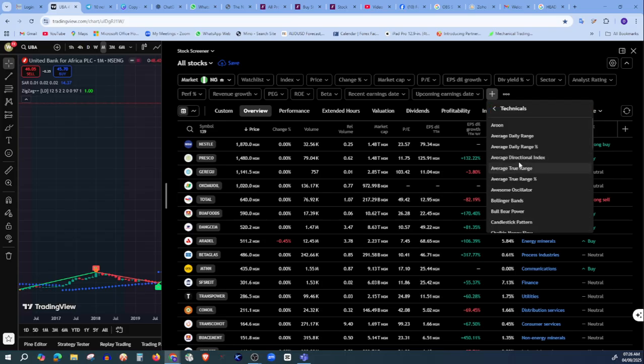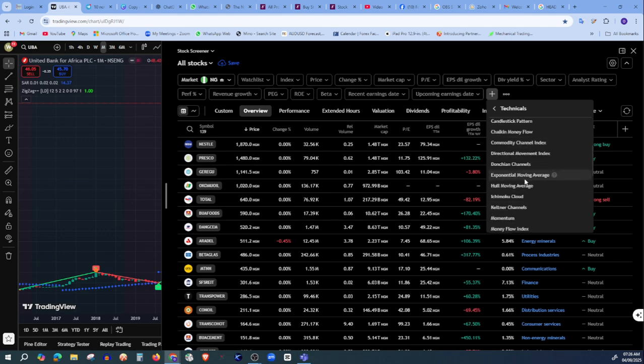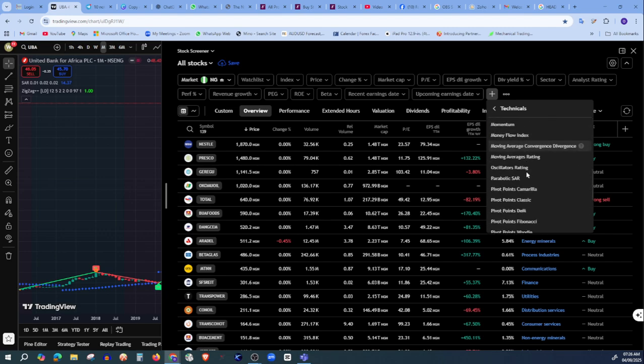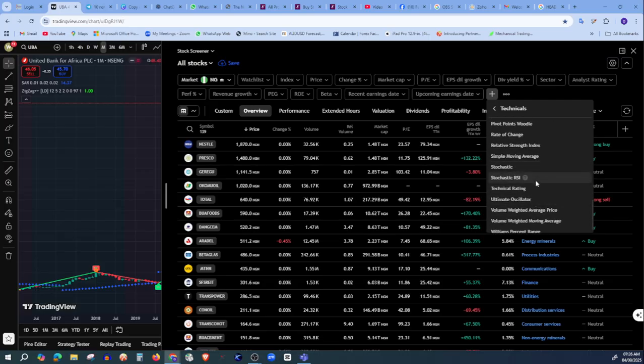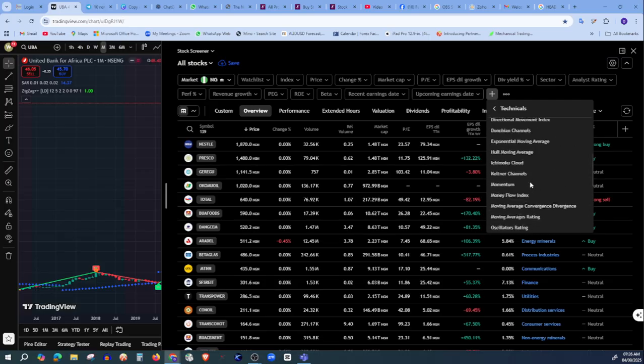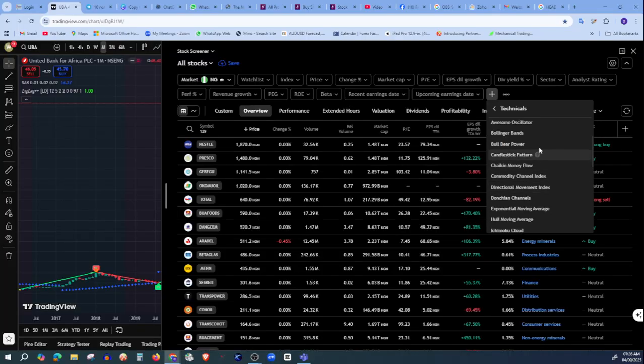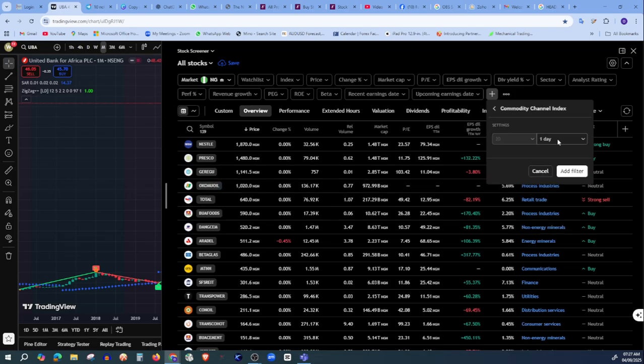I can add technical indicators. For technical indicators, I can look at maybe ATR, or let me see which indicator I can use. I just want to see one indicator, candlestick pattern. Okay, let's say commodity channel index. So for days, 1 week, or 1 month. Let's say for days. For days, I want to add a filter.